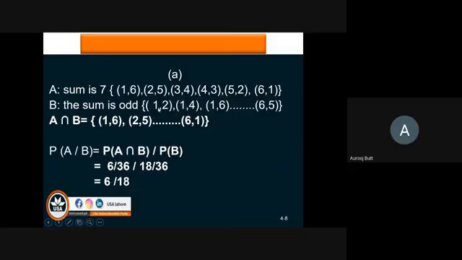Sum is odd means you have those outcomes whose sum results in an odd number. So 18 sample points are there whose sum is an odd number, and you need to divide it by the total number of sample points, and that is 36. So 36 by 36 will cancel out, and the probability you get is 6 by 18. So this is the probability that the sum is 7 given that the sum is odd. So that is equal to 6 by 18.